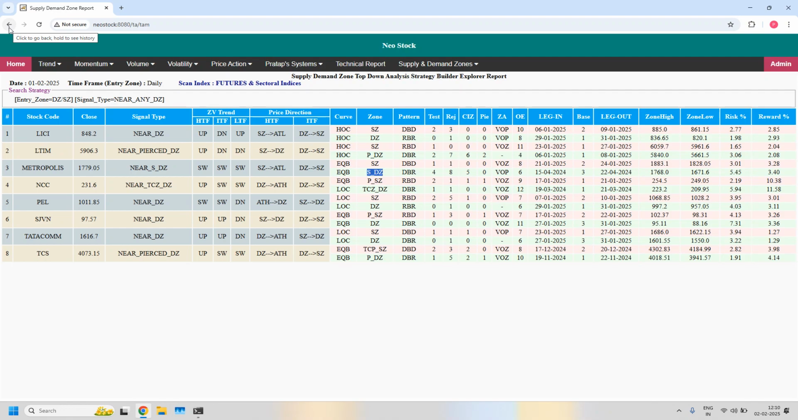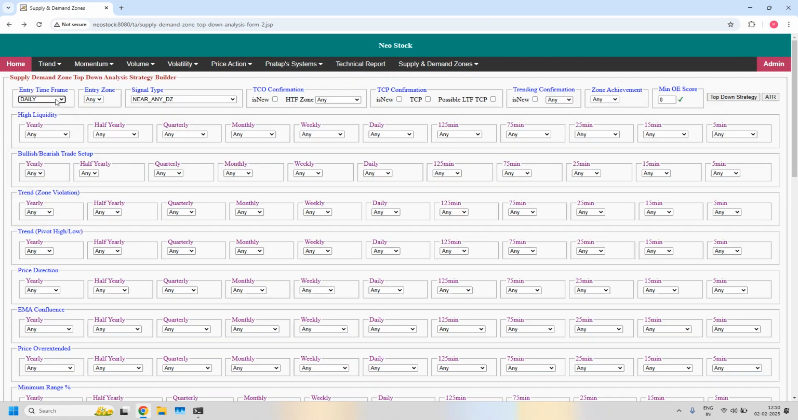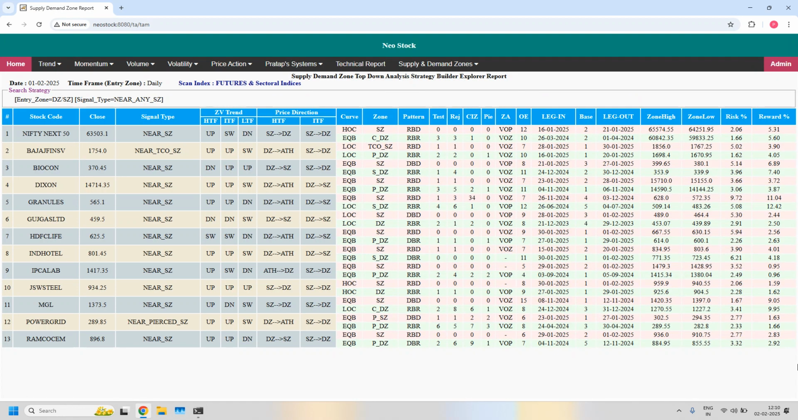Next, for daily time frame, let us find the stocks near daily supply zone. We got 13 stocks. Out of these 13, how many high liquidity daily supply zones are available? Let us identify. No, we don't have any valid high liquidity, high priority supply zones from this list. High priority, high liquidity supply zones.